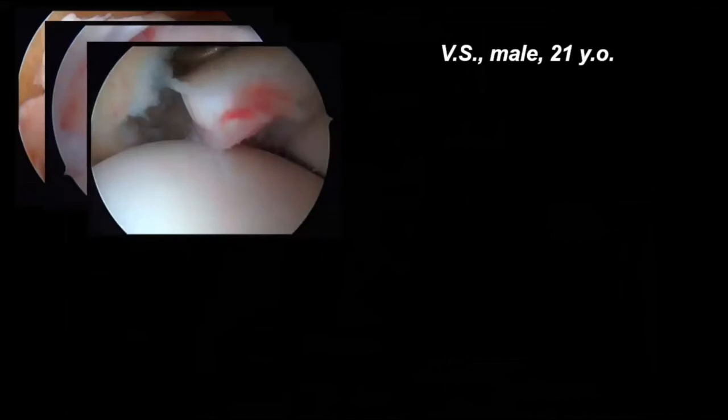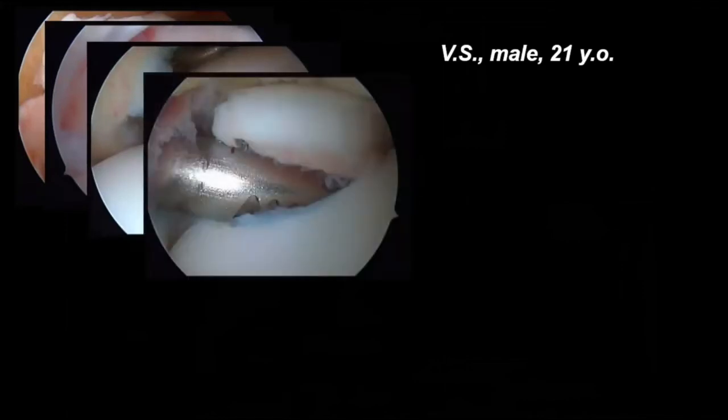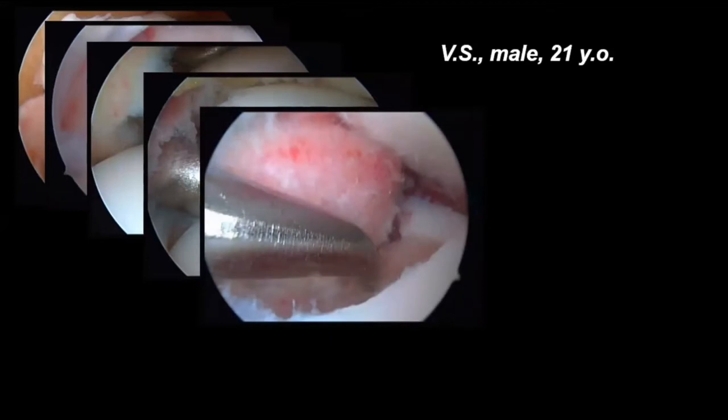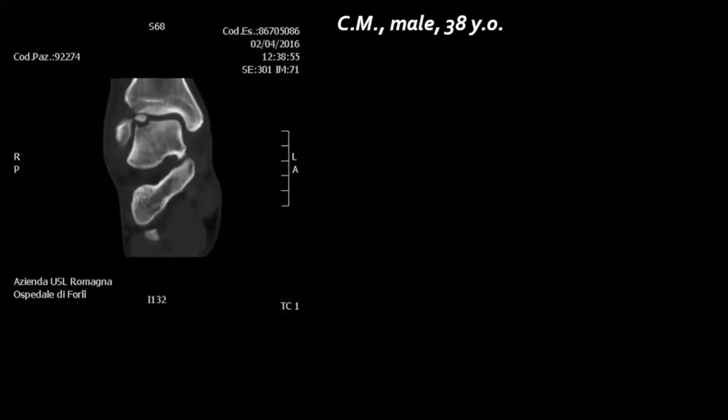Okay, this is another patient, 21 years old. It is the same case, with the fragment upside down. This is the bed of the fragment. We rotate it. We perform an abrasion of the bony bed, because it was at 4 weeks from the trauma. So we also perform some microfractures in the bed, and then we screw the fragment.